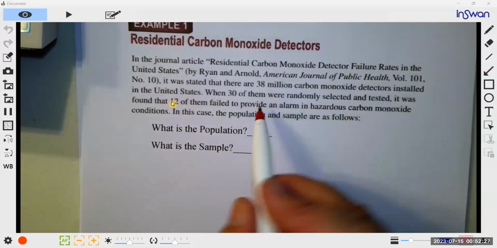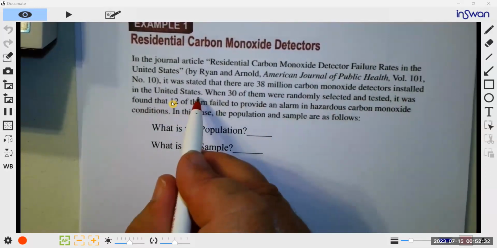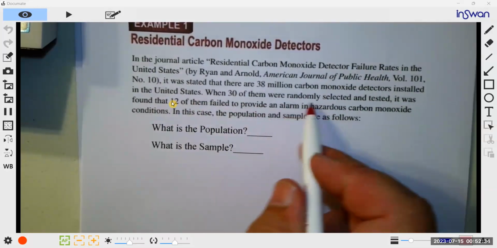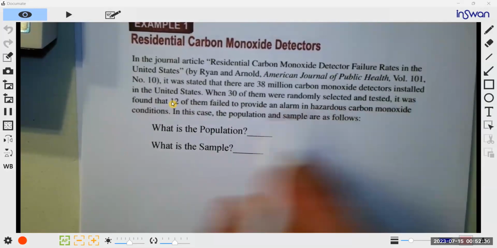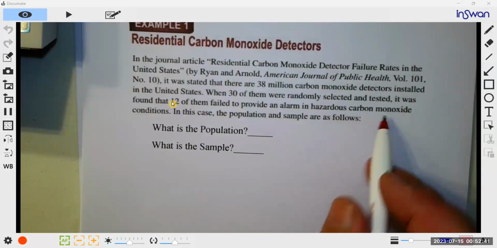It was stated that there are 38 million carbon monoxide detectors installed in the United States. When 30 of them were randomly selected and tested, it was found that 12 of them failed to provide the alarm of hazardous carbon monoxide conditions.